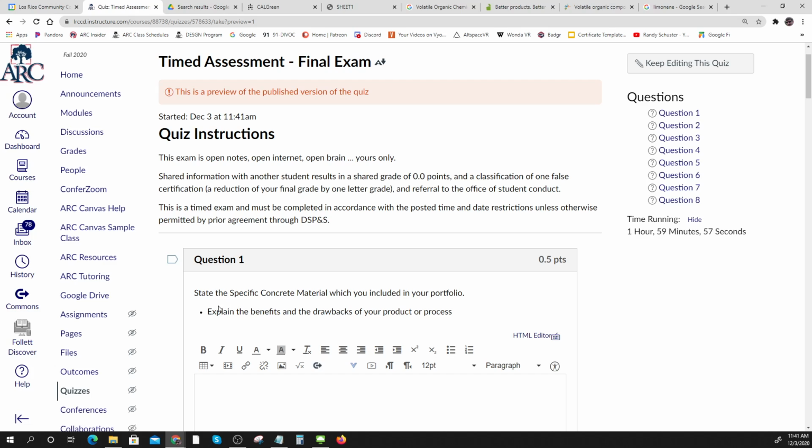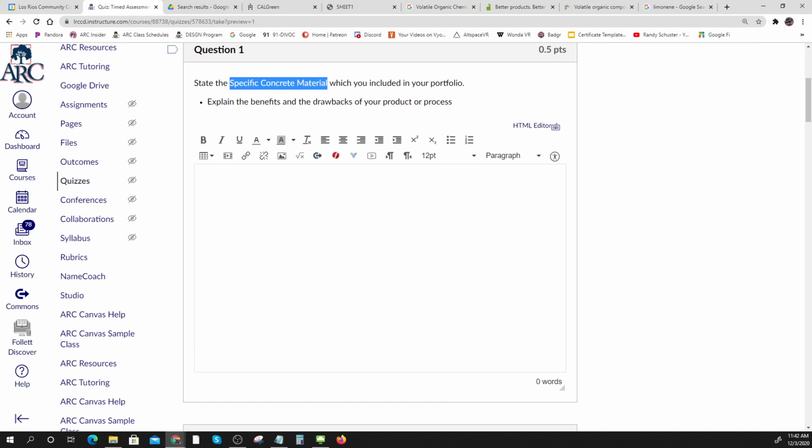So question 1 is just very quickly, what concrete material did you include in your portfolio, and explain the benefits of it? So this is letting you show that you can quickly and easily write about some specific concrete material or rebar or standoffs or whatever, and pull the benefits and drawbacks. That should be a cut and paste right from it, but you should just know a little bit about concrete there.